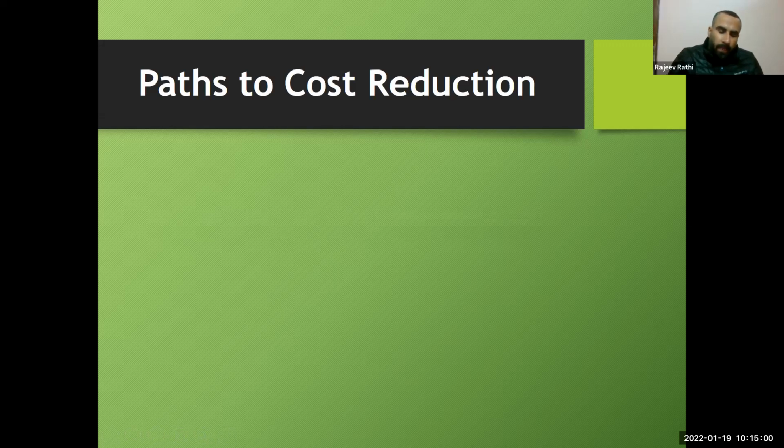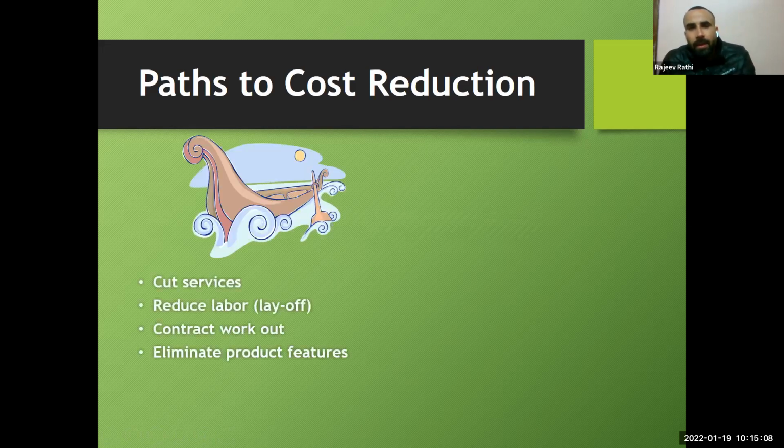If we see what could be the path to cost reduction? First way, we have to cut down the services. We have to lay off, reduce the labor. We have to contract work out. We are not going to produce by ourselves; we have to subcontract things. Eliminate product features. Obviously if we eliminate product features, the cost will come down. But this is not the permanent solution to be economically competent. This is a short-term solution.